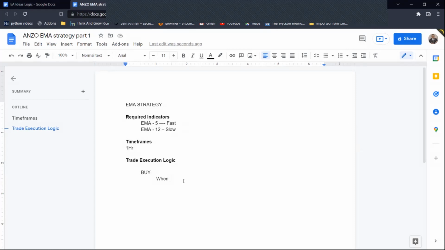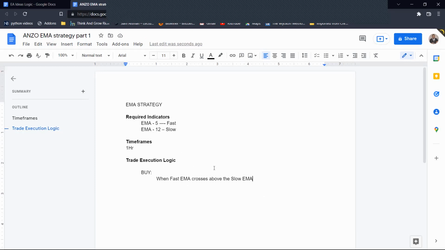So when the fast EMA crosses above the slow EMA, we look for buys, right? Now this is very simple, the logic is not complex, so it won't require so much instruction.